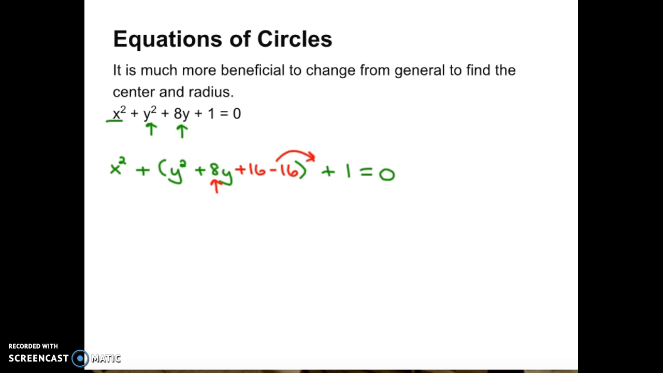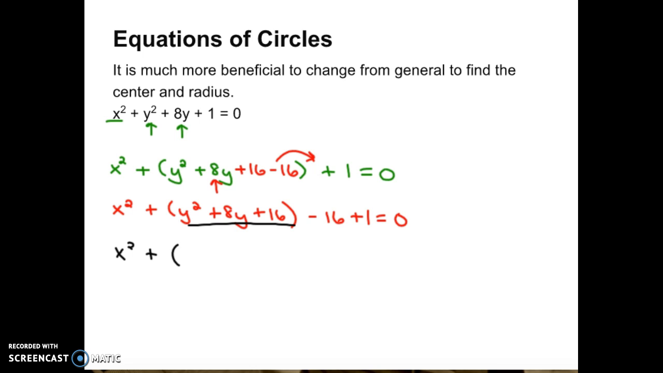And I'm going to move this minus 16 out of here. So here's what I end up having. Okay, mathematically, I'm going to move that minus 16 out. So it looks like that. Okay. And now I can write this whole thing right here as a perfect square.